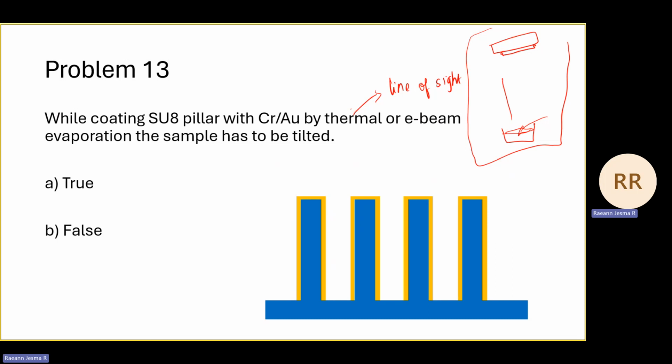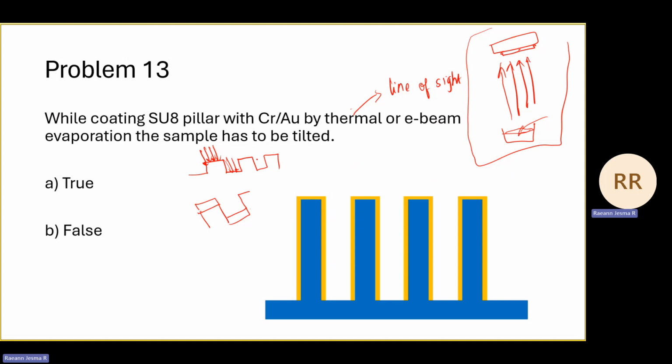Whatever vapors come from the molten metal will just directly go in a straight path and get deposited on the substrate. So if you have a profile which is not flat like this, the deposition will happen only in this region and in this region. It will not happen in the side walls. So it is line of sight. The evaporated particles will travel in a straight line, not at an angle. So at the end, we'll have some deposition in this region and this region, but not any deposition in the side walls.